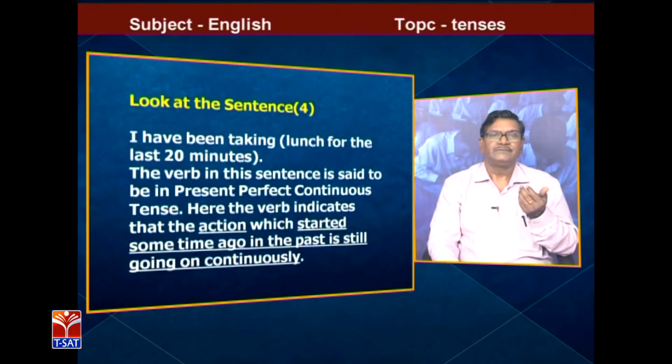I am taking lunch now. This is present continuous. This is present perfect. I have taken lunch just now. This is present perfect. Present perfect continuous: I have been taking lunch for the last 20 minutes. The verb in this sentence is said to be in present perfect continuous tense. And here the verb indicates that the action which started some time ago in the past is still going on continuously.